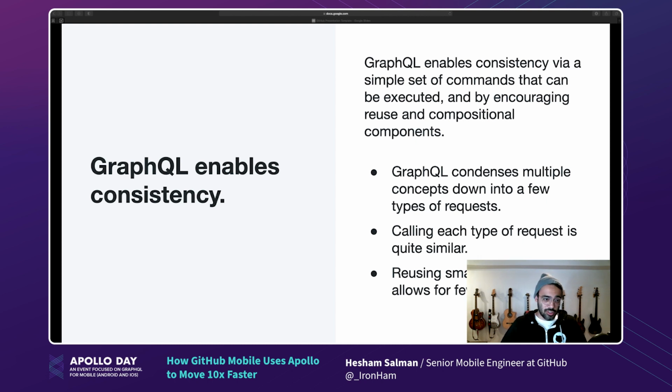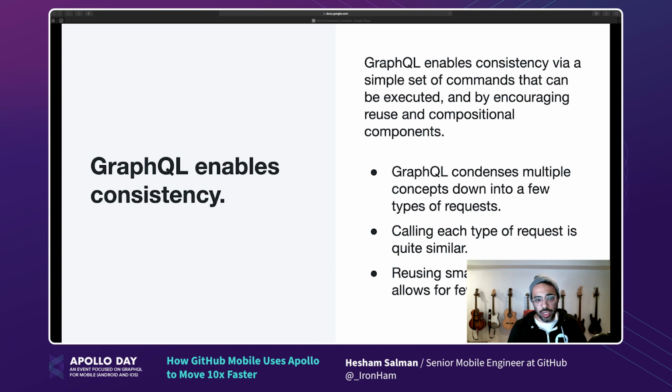GraphQL enables consistency. I know that consistency is a bit of a loaded term, so let's break down what I mean by that. Using GraphQL means that every network request lives in a .graphql file, and that these files can be largely identical between platforms that are using GraphQL. Every new request starts by writing it down in a .graphql file, and all these requests are located within the same folder.